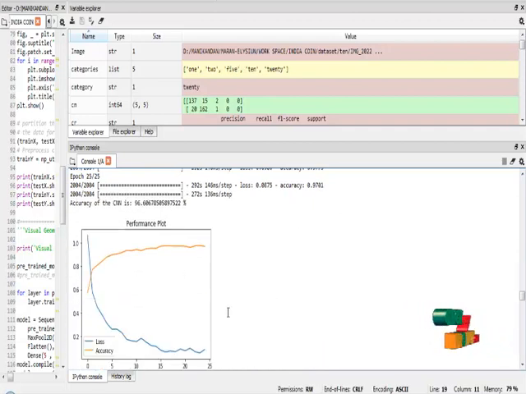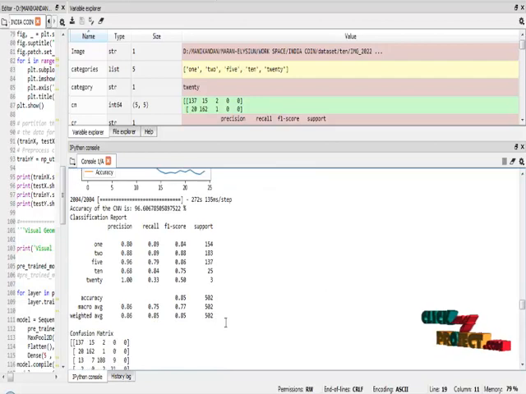And this is the performance graph of the VGG19 algorithm, and this is the classification report of the VGG19 algorithm. The classification report expresses the precision, recall and F1 score results for every class. Here, precision is the number of correct predictions, recall is the number of correct instances of prediction, and F1 score is used to measure the test accuracy.